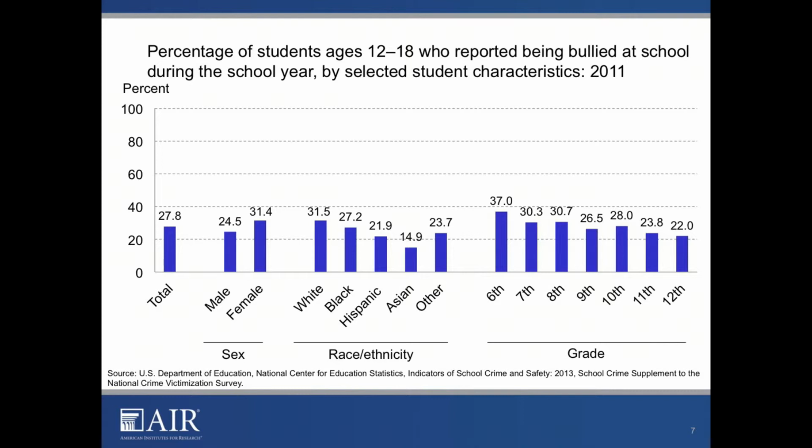And then something that ties back into the previous slide, looking at middle schools, we can see here also, according to student reports, that lower grades reported higher percentages of being bullied at school. So 6th graders compared to 12th graders, for example, 37% of 6th graders reported being bullied at school compared to 22% of 12th graders.